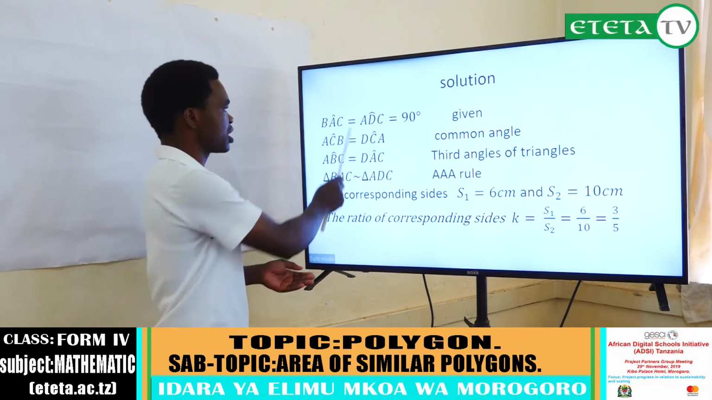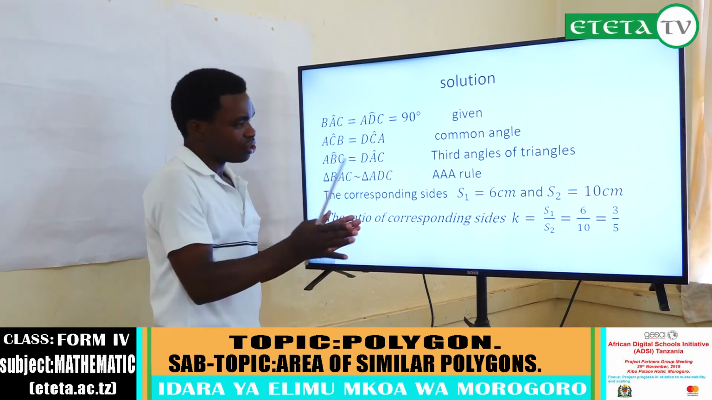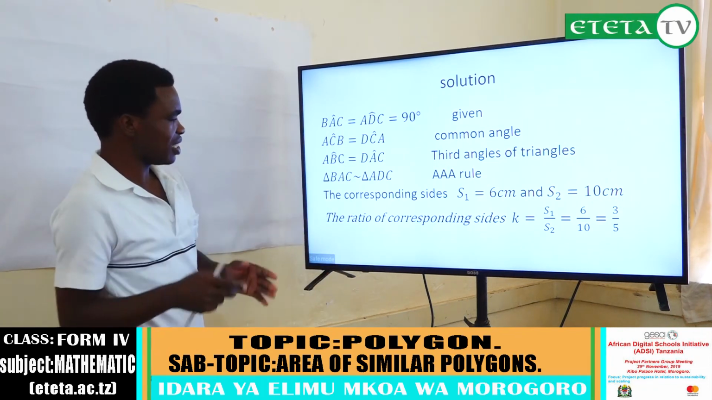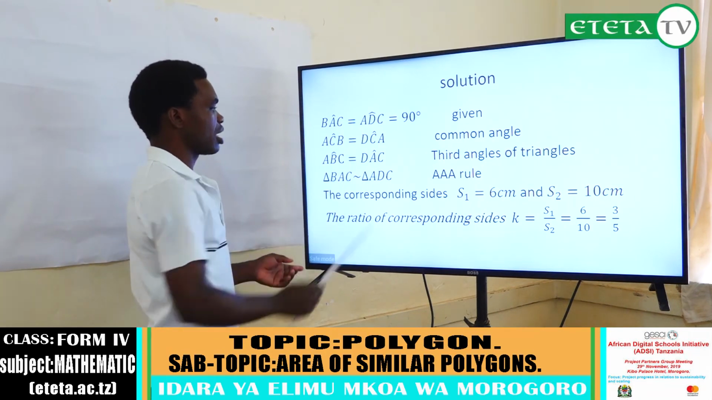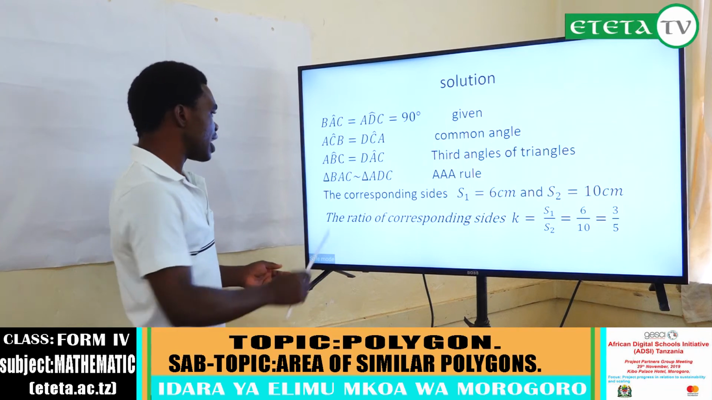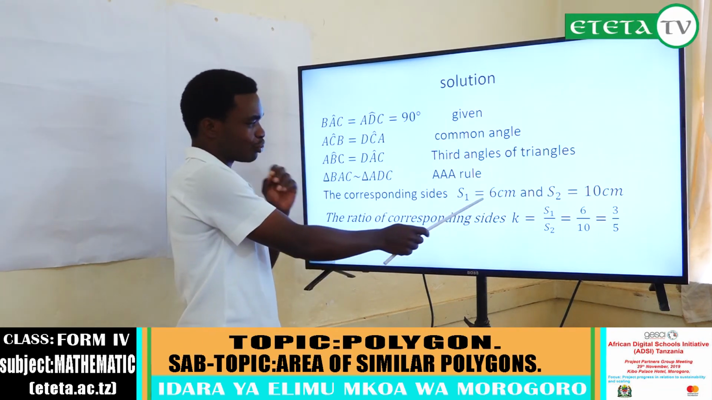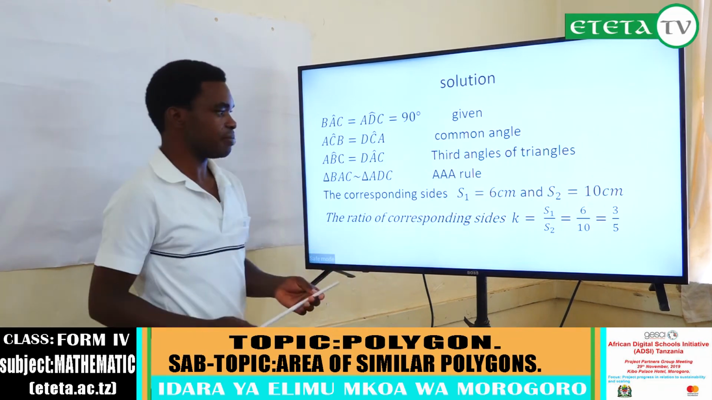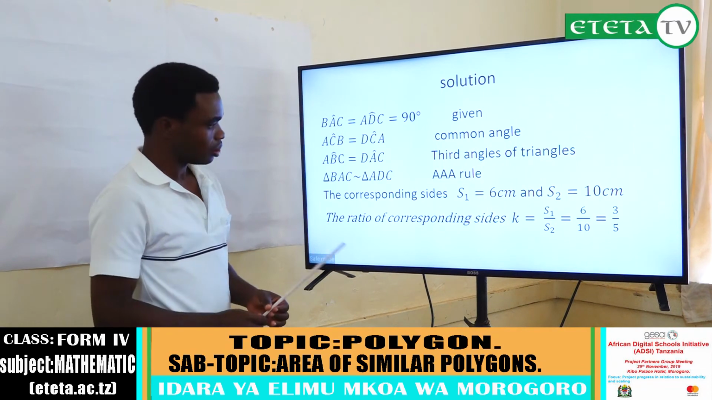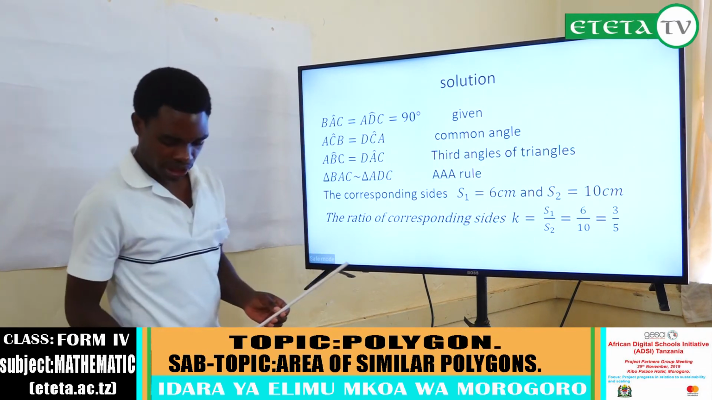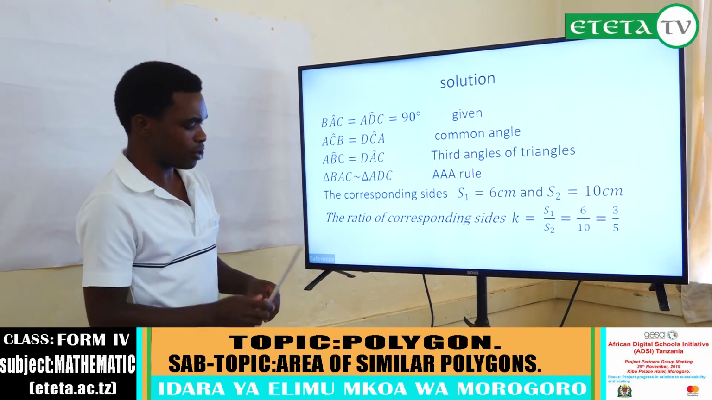Angle rule. We have used the angle and angle. So what we have used to confirm that they are similar triangles is the angle rule. The corresponding sides are S1, which will be equal to 6 centimeter, and S2, which will be equal to 10 centimeter. Yes, this one is the corresponding side. Let us discuss a bit on how to know that they are corresponding sides.